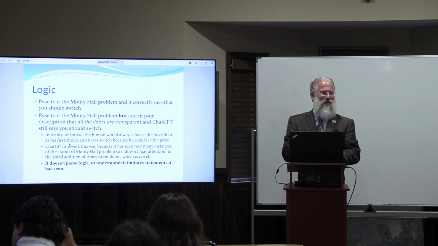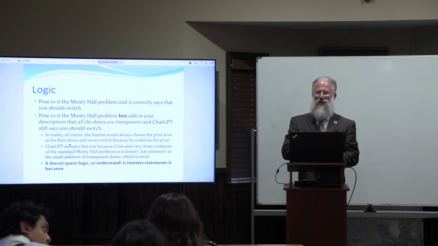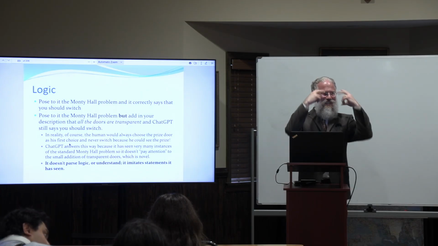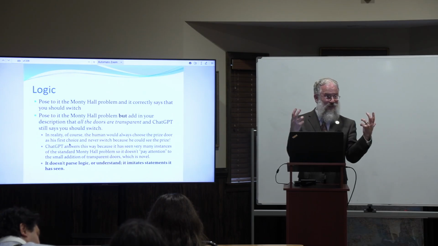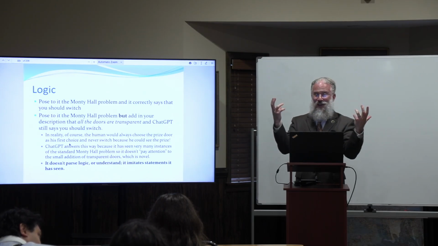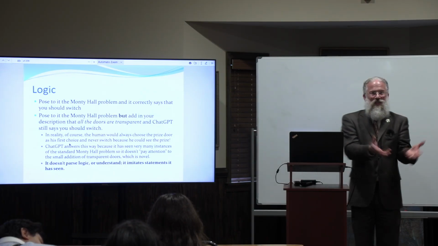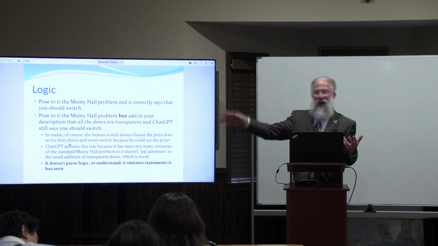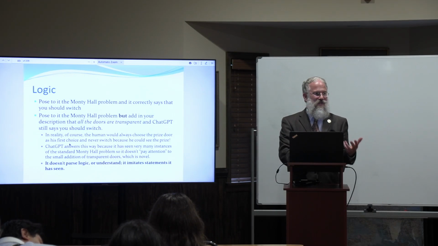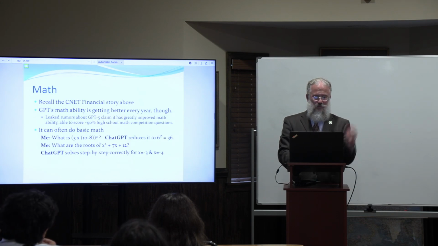Well, no, a human contestant, when confronted with transparent doors, would obviously always choose the one with the car because he could see it. And you know that, and I know that, because we're human, and we have eyes and a body and common sense. But it doesn't. It just sees something that looks like the Monty Hall problem and then tells you to switch. Because that's how 98% of the time it's ever discussed. It doesn't parse logic. It just imitates statements that it's seen.